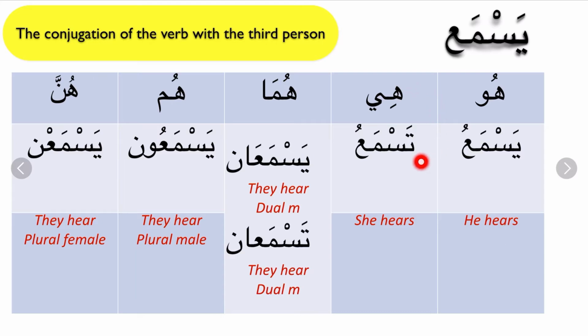هي تسمع she hears. هما يسمعان they hear, dual male. هما تسمعان they hear, dual female. هم يسمعون they hear, plural male. هن يسمعن they hear, plural female.